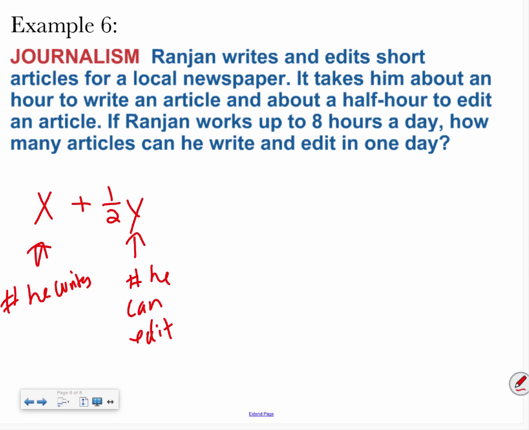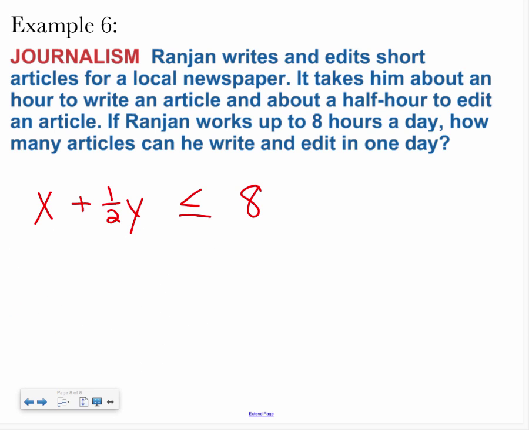Alright, and if Ranjan works up to 8 hours a day, we know we have an 8 here. What would up to be represented by? That would mean that his writing and editing would be less than or equal to 8 hours. Okay, so that would be our inequality.